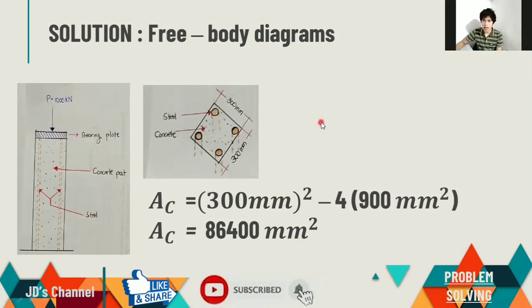So now, next is, we have this free body diagram. Since in the problem we are asked to find the stress in the concrete and the steel, as we can remember, the formula for stress is force over area. So we have the area, the given area for steel is 900, and we just got this area of the concrete, which is 86,400 mm squared. So ang kukuhain naman natin next is the force, para makuha na natin yung stress nila.